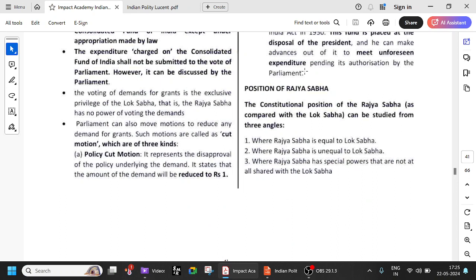So when you're looking at the position of Rajya Sabha, usually the constitutional position of the Rajya Sabha as compared with the Lok Sabha can be studied from three angles. That is where Rajya Sabha is equal to Lok Sabha, where Rajya Sabha is unequal to Lok Sabha, and where Rajya Sabha has special powers that are not there with the Lok Sabha.